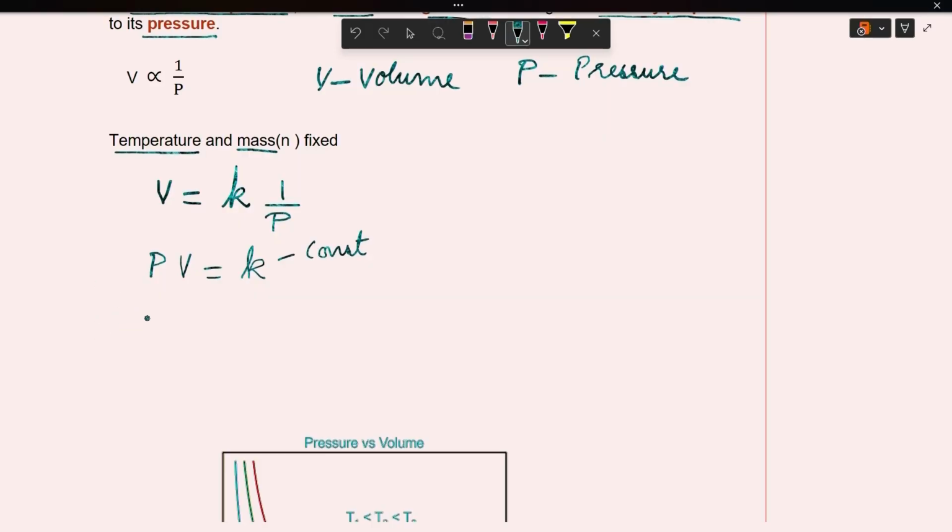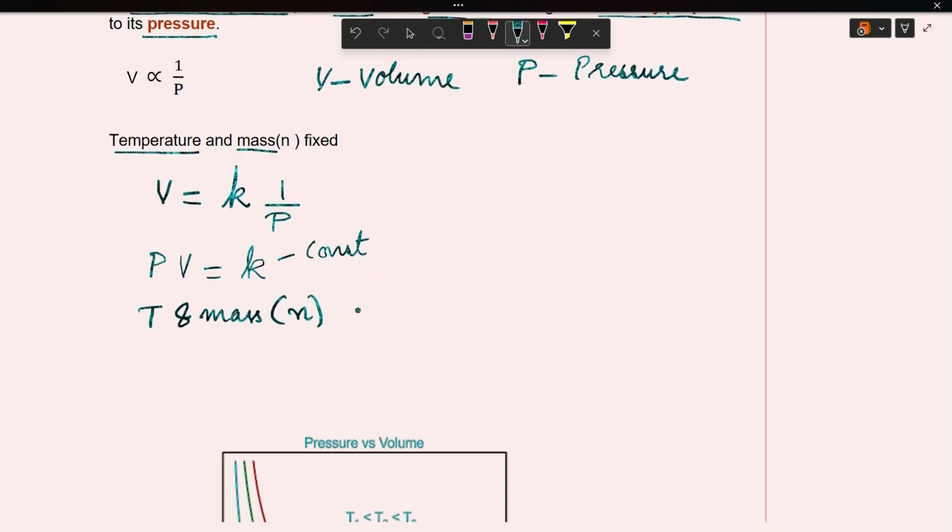For a gas, the temperature, pressure, volume and mass are all variables. Now, what I am going to do is fix both the temperature and mass, or in short the number of moles n.